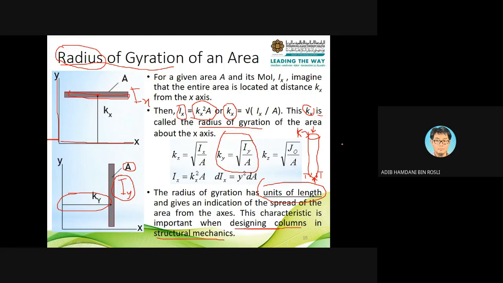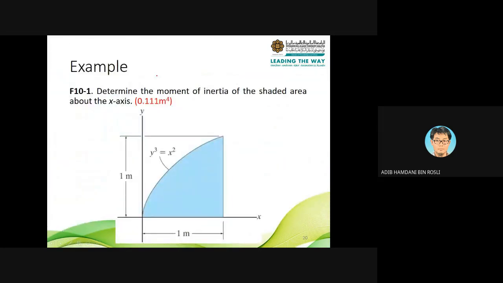Because we want to design this column, there is a relation between this radius of gyration and the length. If it is too slender, then it is quite dangerous for the column. That's another thing you will probably find in mechanics of materials or structural mechanics, but this is the application of radius of gyration. So this is an example, still the same example, F10.1.